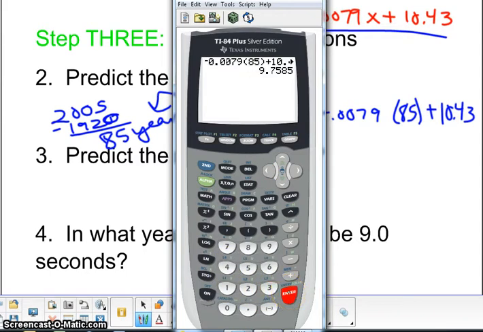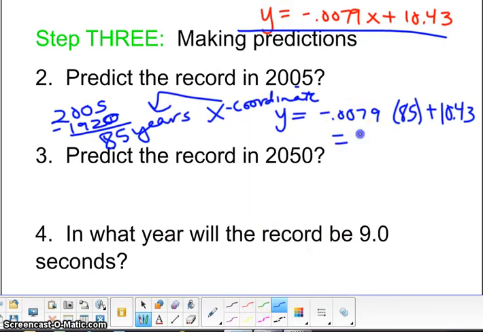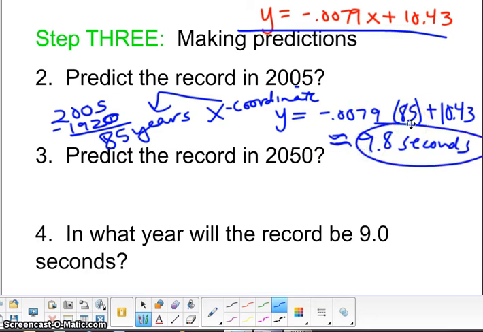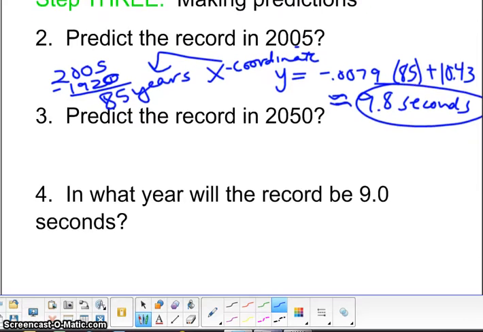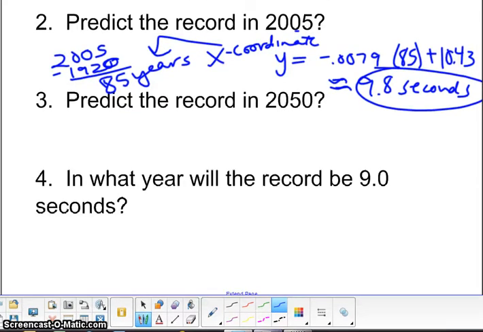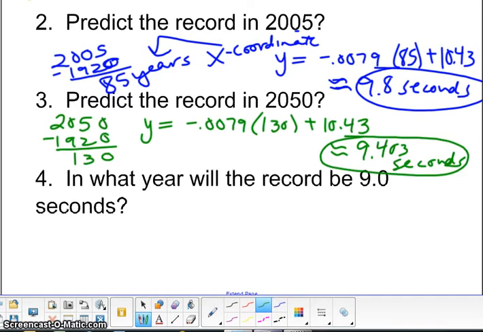Okay, so what that means is that the record in 2005 should have predicted to be 9.7 or 9.8 if we are rounding correctly. 9.8 seconds approximately. Okay, so I want you to push pause and go ahead and predict the record for 2050. So hopefully you all got 9.403 seconds. Push pause and check your work.